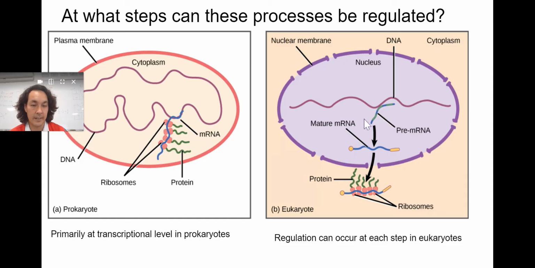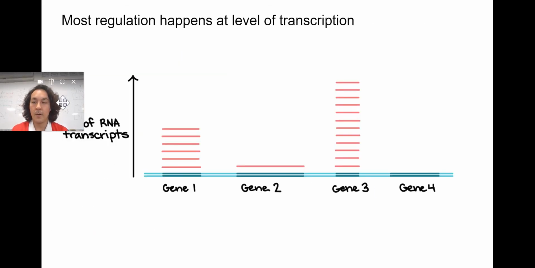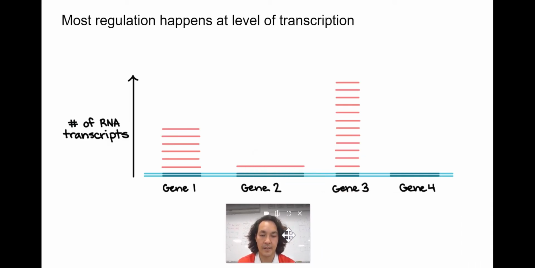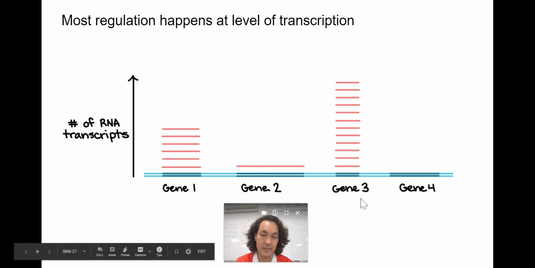So we can regulate at making the transcript. We can regulate from going from pre-mRNA to mature mRNA. We can regulate once it leaves and before it's translated at the ribosome. We can even regulate the protein once it's made. Most regulation happens at a transcriptional level because that's going to conserve the most energy. Remember, it takes energy to do these processes. So if we need a lot of gene 3, maybe it's transcribed the most, and maybe we don't need any of gene 4.